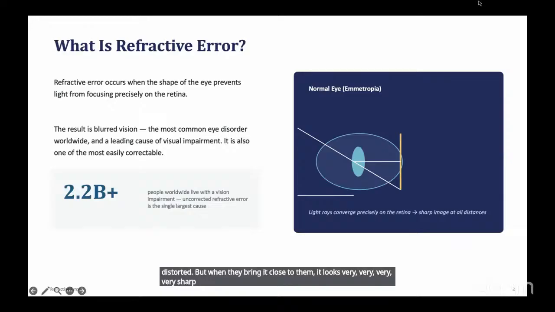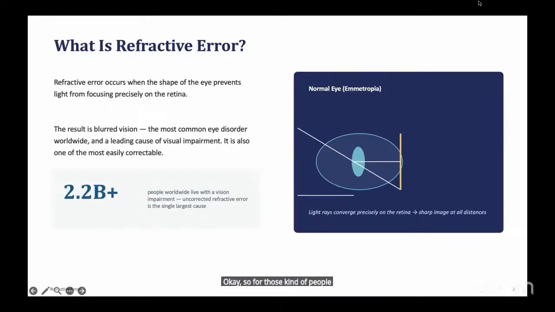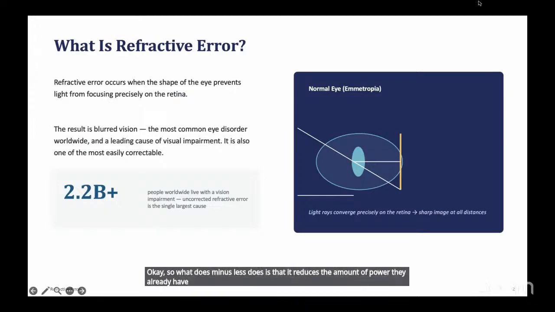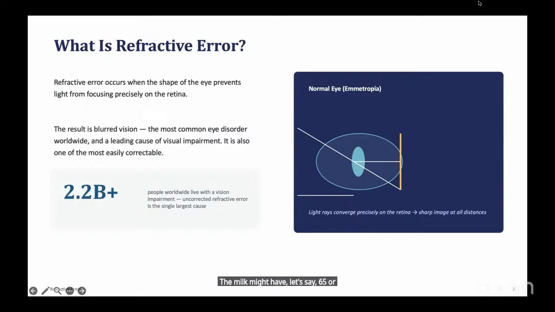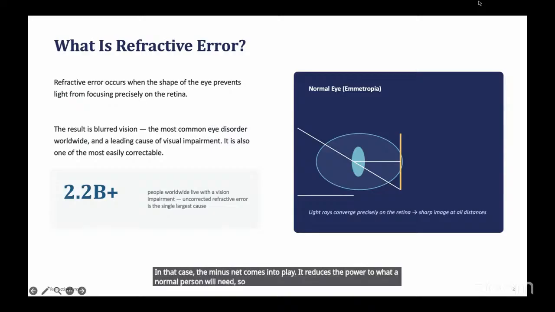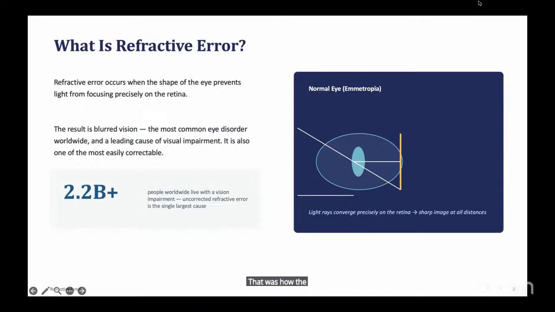So for those kinds of people, we give them what we call a minus lens. What this minus lens does is that it reduces the amount of power they already have. Let's say the total power an eye needs is 60. The myope might have 65 or 67. In that case, the minus lens comes into play. It reduces the power to what a normal person will need, so the image will fall right on the retina. That will help the person to see things much more clearly.